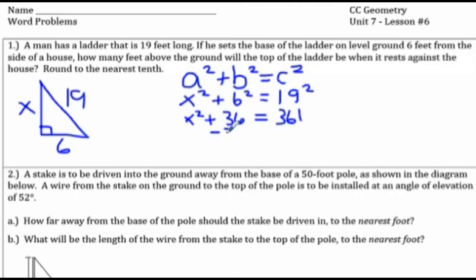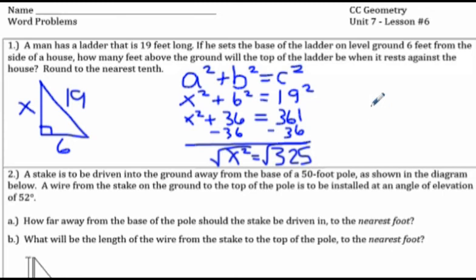Okay, subtract 36 from both sides, and when you do that, you get 325 over here, and you get x squared on the other side. And then you're going to take the square root of both sides, because we just want to find x. So let me put this in. The square root of 325, what do we have to round to?